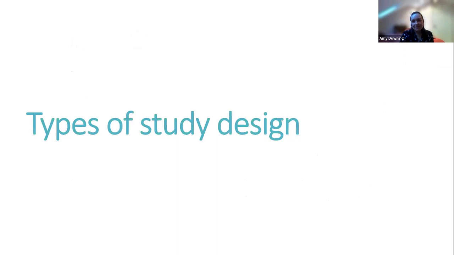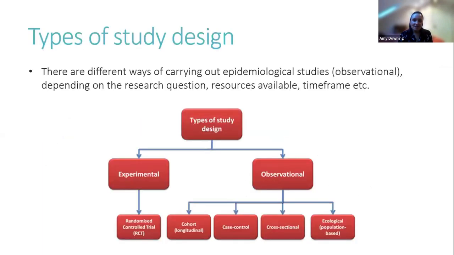I'm just going to finish by talking through some of the most common types of study design that are used in epidemiology. So there are different ways of carrying out epidemiological studies. As I said before, these are observational studies. Randomized controlled trials are experimental studies where people are randomized to different arms, but we can't really do that in epidemiology. So we conduct various different observational studies, and I'm going to talk through the 4 main ones that are listed here.